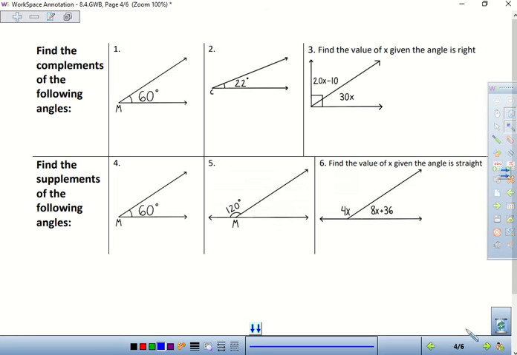It might say find the complements of the following angles. So you're basically finding what angle you could add to this angle to make it 90 degrees. So when you want to find the complement of an angle, you take 90 degrees and you subtract away that angle measure. 30. Good. So the complement of 60 is 30 degrees. Now don't forget your degree symbol, you will lose points for that.